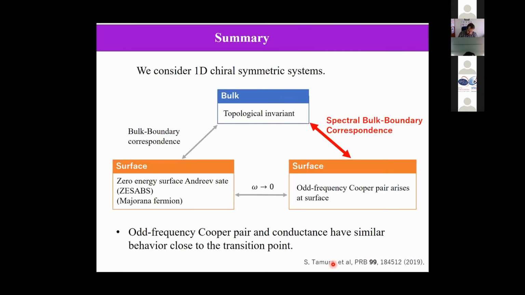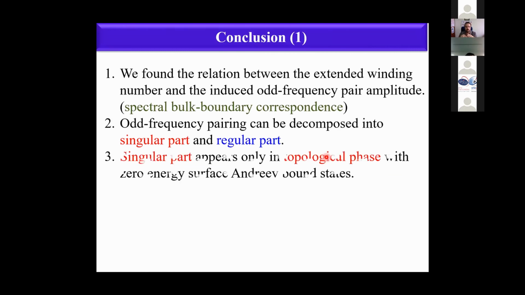Okay, so then let's go to a summary of this part. We consider, for example, an effective one-dimensional system, which is a chiral symmetric system. And of course, there is a bulk boundary correspondence as far as we are looking at the zero energy state. And we have a newly derived spectral bulk boundary correspondence, which connects the bulk winding number directly to the surface-induced amount of odd frequency pairing amplitude. From this viewpoint, the odd frequency Cooper pair is really relevant to topological superconductors and especially the edge state, the Majorana fermion.